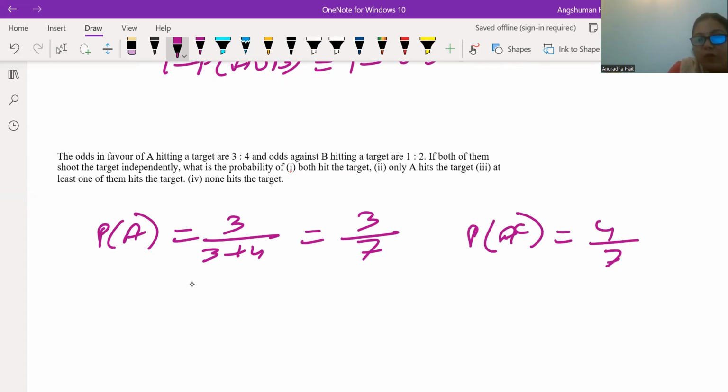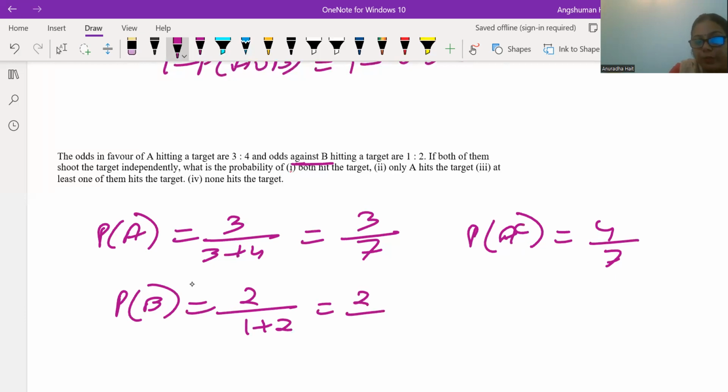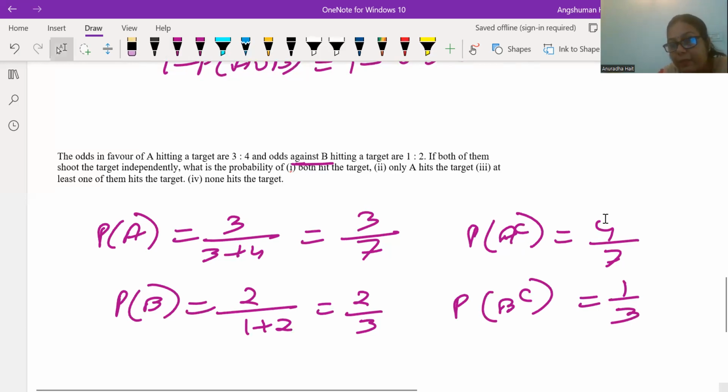Now, when it is given as odds against B, that means for the probability of B we have to take the second part, right? When it is in favor, we have to take the first part, 3 divided by 3 plus 4. And in the ratio against B hitting a target, we have to take the second part. So what is it? 2 divided by 1 plus 2, which is 2 by 3. Similarly, you get B complement equal to 1 by 3. So we get probability of A 3 by 7, probability of A complement 4 by 7, and similarly probability of B and probability of B complement.